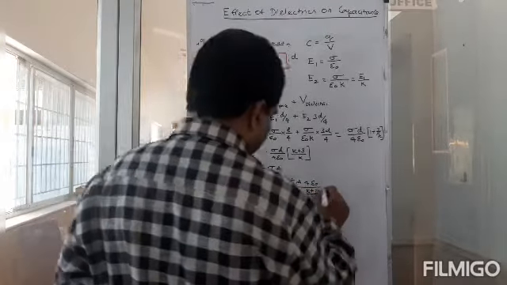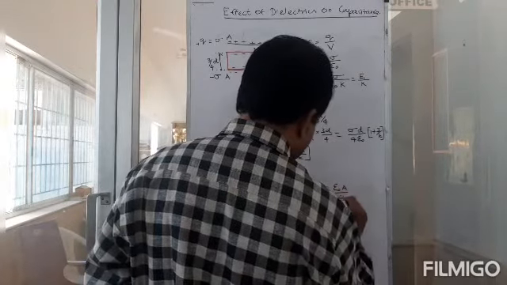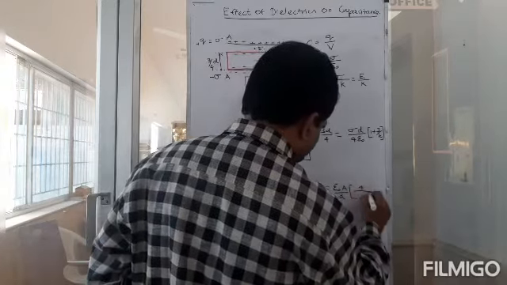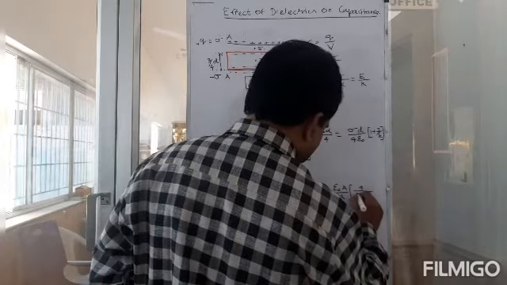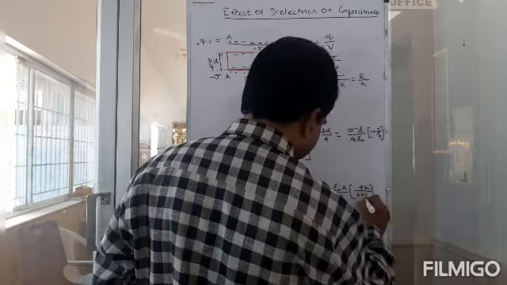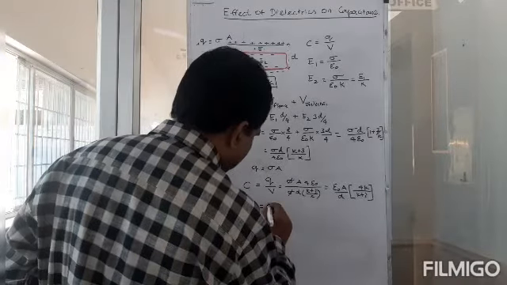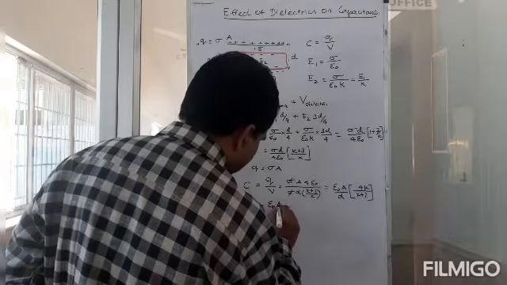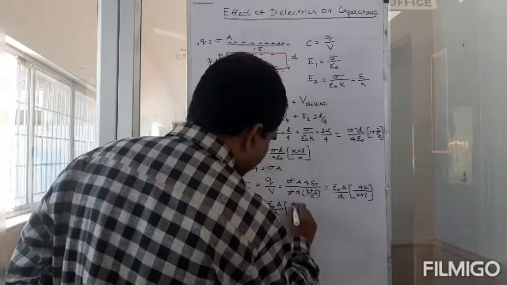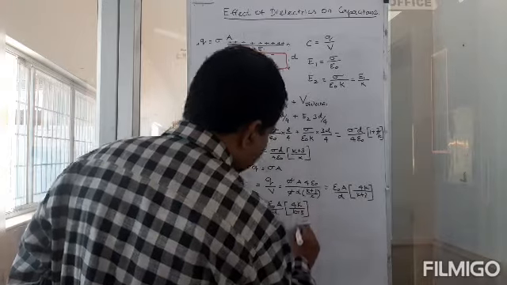So what are we going to have now? We are going to have epsilon naught A by d into this 4 divided by k plus 3 by k, that k will go there. So the new capacitance is equal to epsilon naught A by d into 4k by k plus 3.